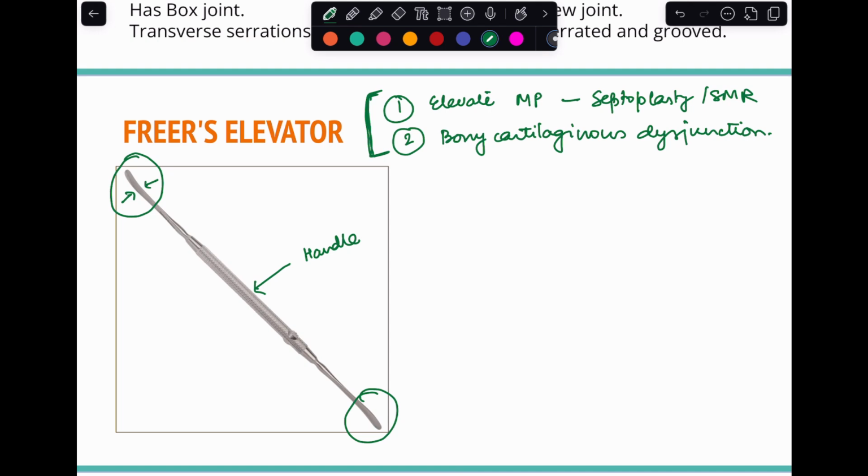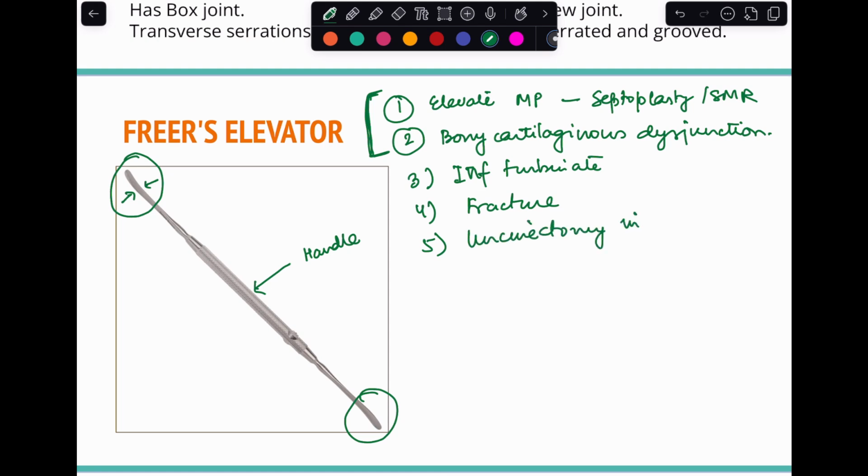Other than that, there are also more uses for Freer's elevator. For example, we can use this to displace the inferior turbinate in case of antrostomy operation. We can use this to fracture the inferior turbinate. We can also use this to perform uncinectomy in FESS. And lastly, this instrument is also used while harvesting a temporalis fascia graft during the time of myringoplasty or tympanoplasty.